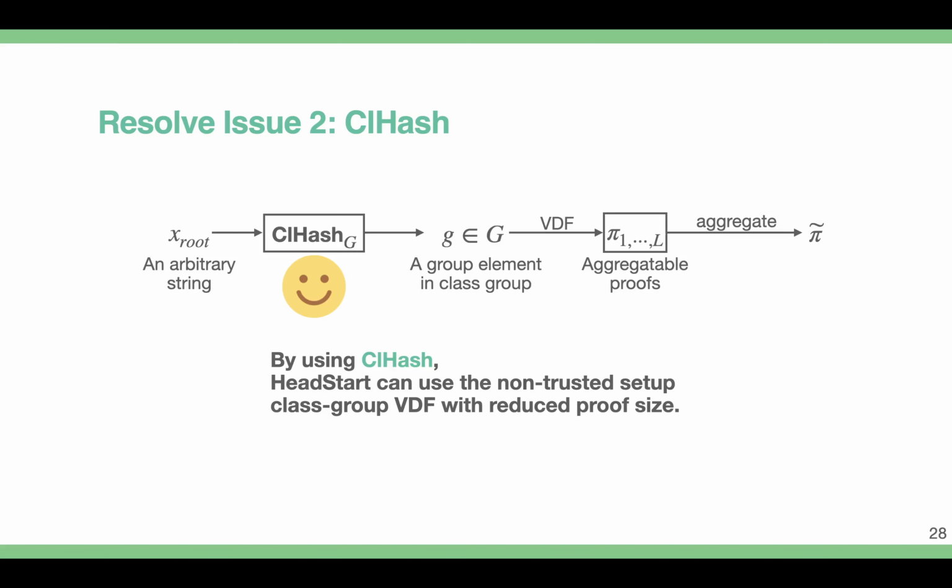To solve this problem, we designed an algorithm called Clash, which can hash an arbitrary string to the class group of an imaginary quadratic field. By adopting Clash, HeadStart can use the non-trusted setup class group VDF with reduced proof size to increase the performance.